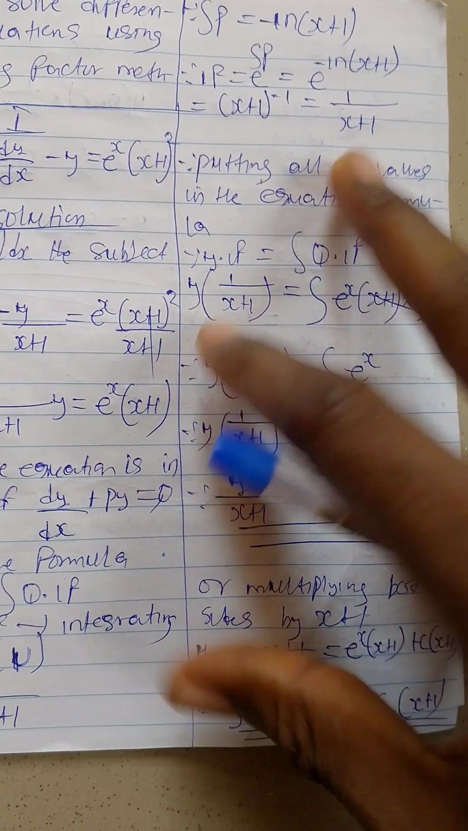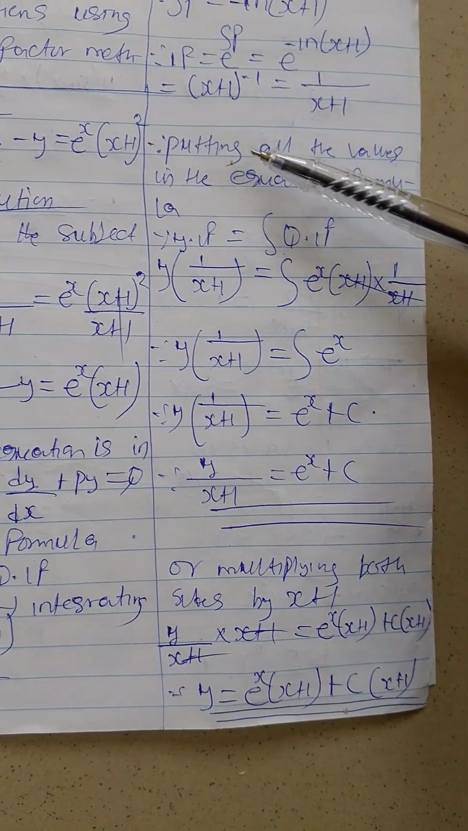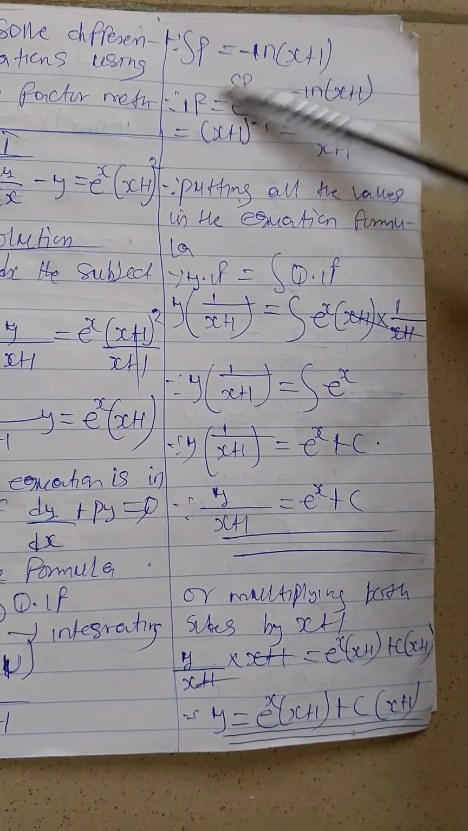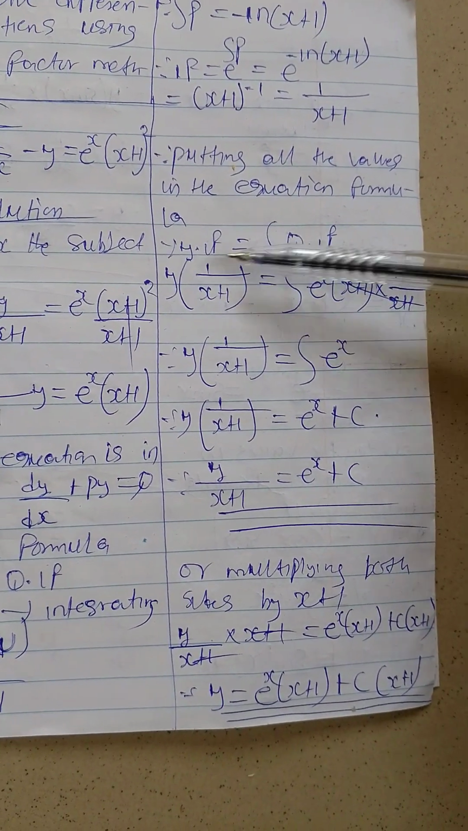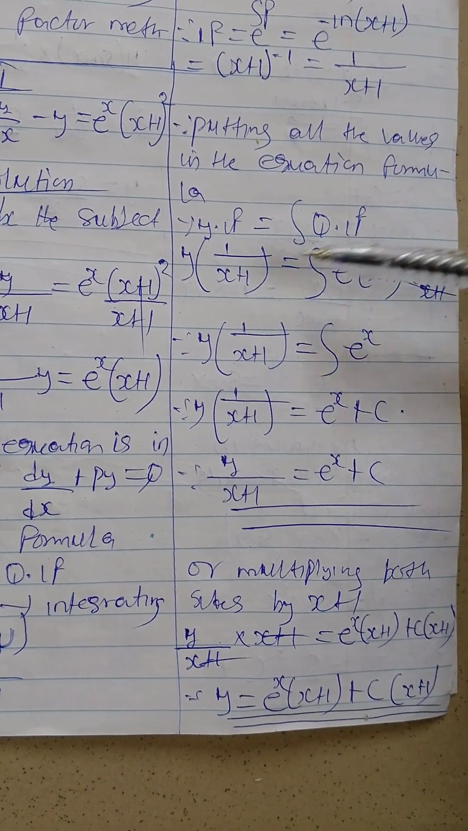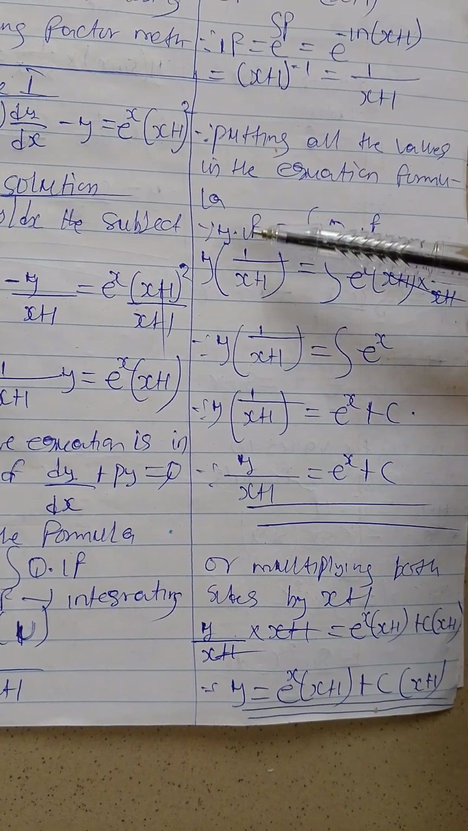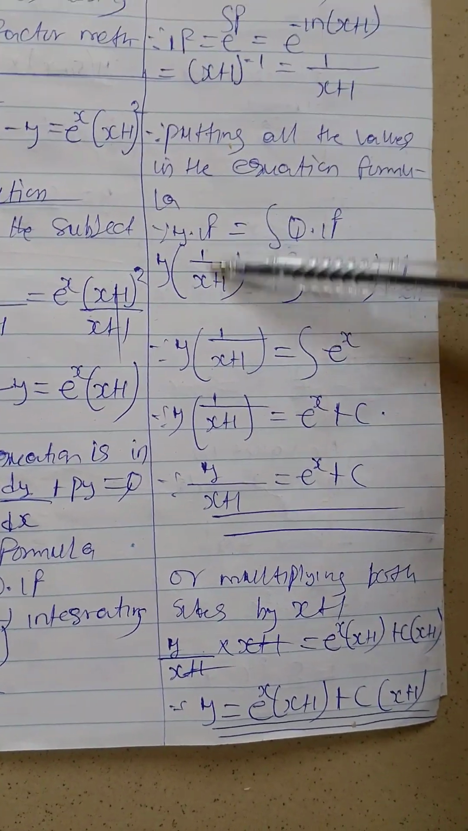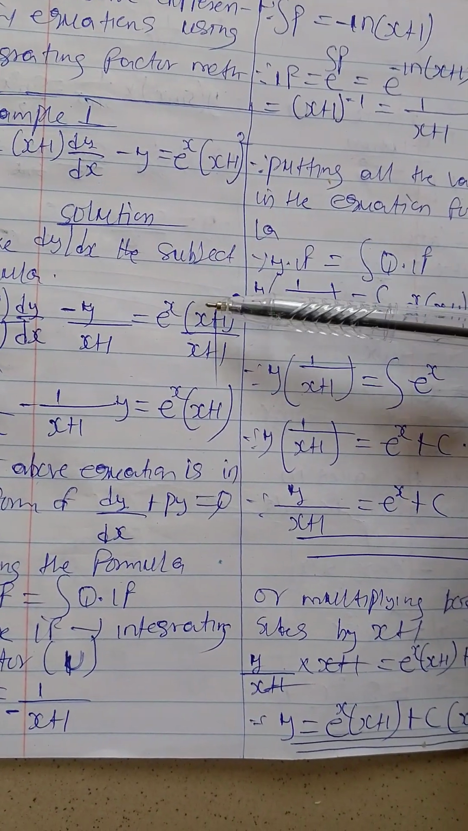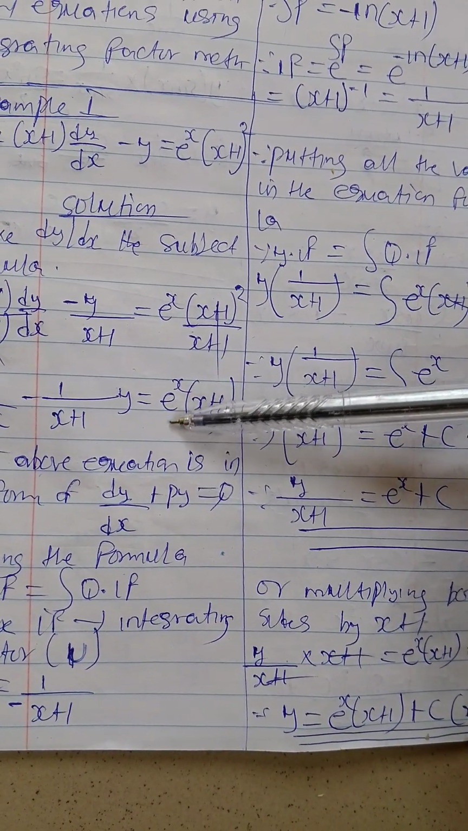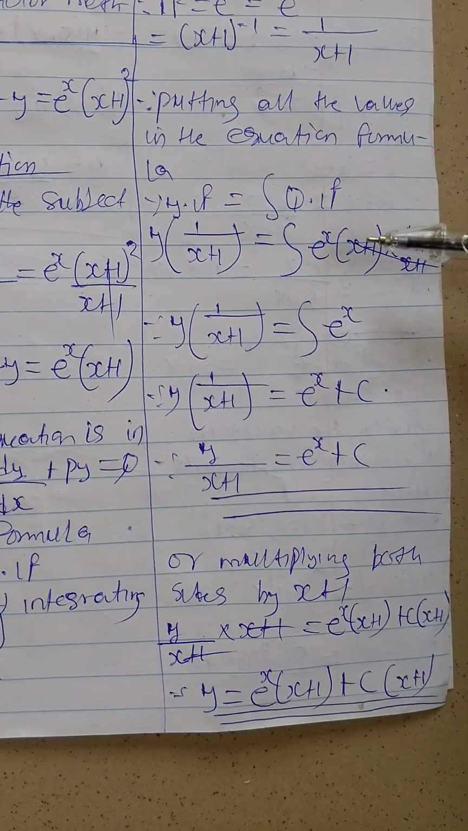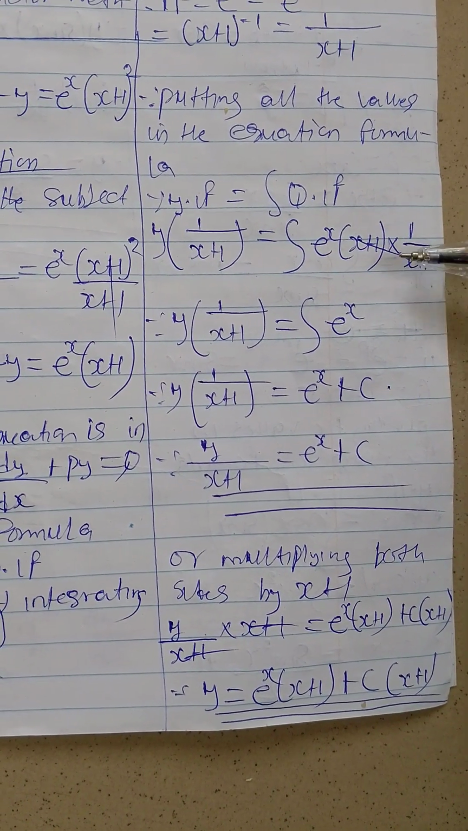After doing that, what do you do? Put all the answers gotten here into the formula, which is y times IF equals integral of Q times IF. So that becomes y times 1 over x+1, which is equal to the integral of Q. What's my Q? My Q is e^x (x+1). Now times my IF, which is 1 over x+1.